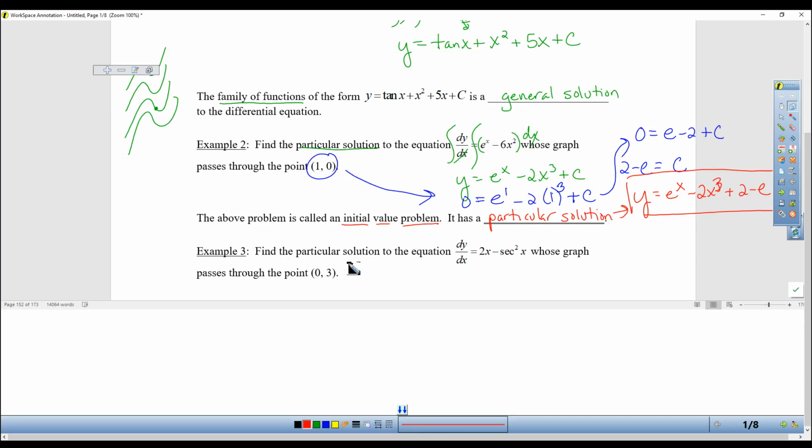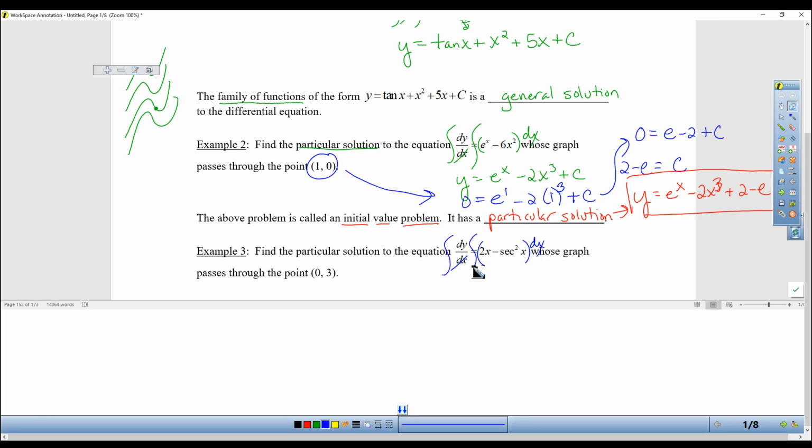Find the particular solution to this one whose graph passes through (0, 3). You should be able to do this one on your own. If we were in school, I would not be doing this one for you. So stop the video, do it on your own. All right, and of course now I will do it for you.